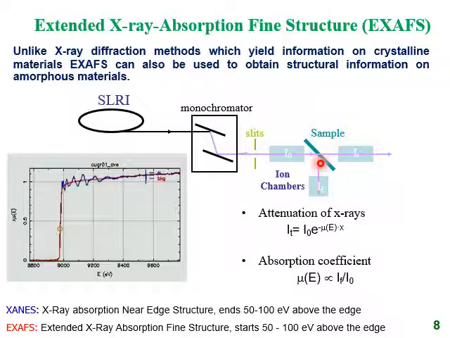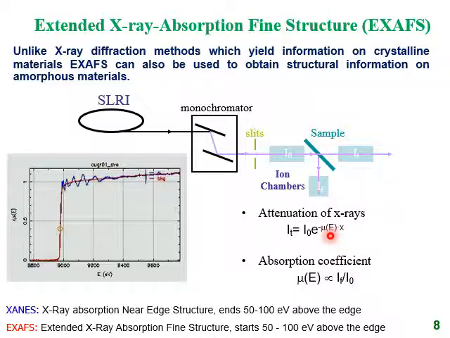The incident X-ray and fluorescent X-ray intensity are monitored using this ion chamber. We can also monitor the transmitted X-ray intensity. The final X-ray intensity is proportional to the incident X-ray intensity but decreases exponentially with the thickness of the sample and its absorption coefficient mu(E) here.